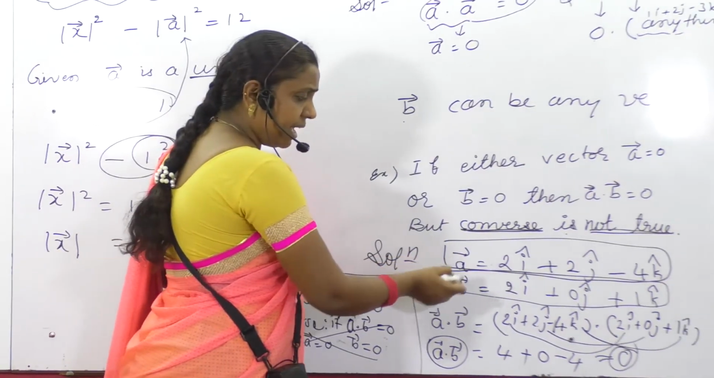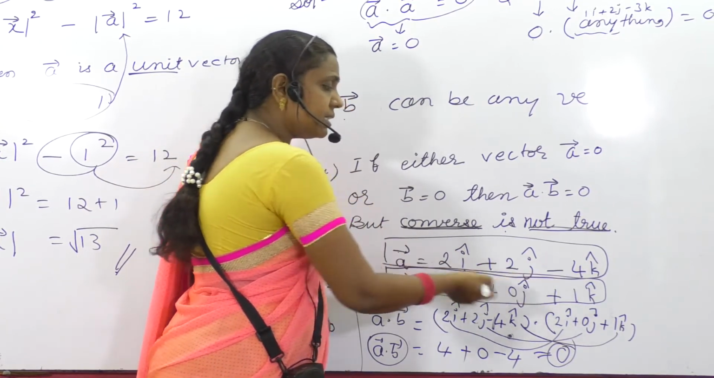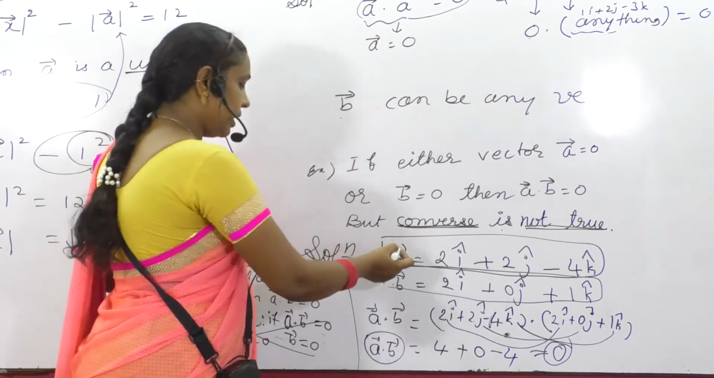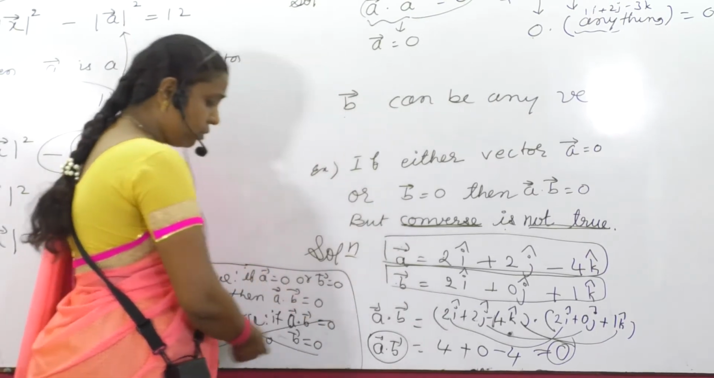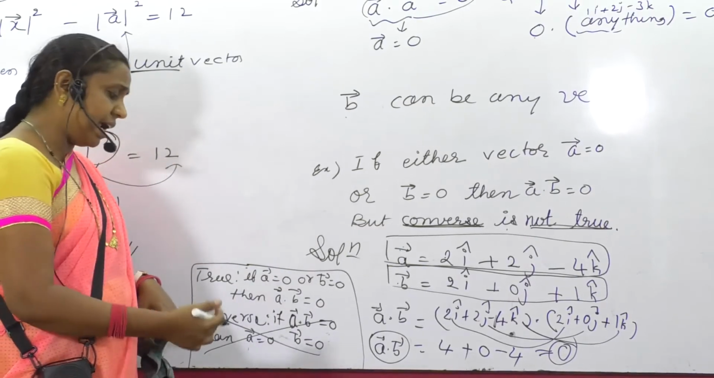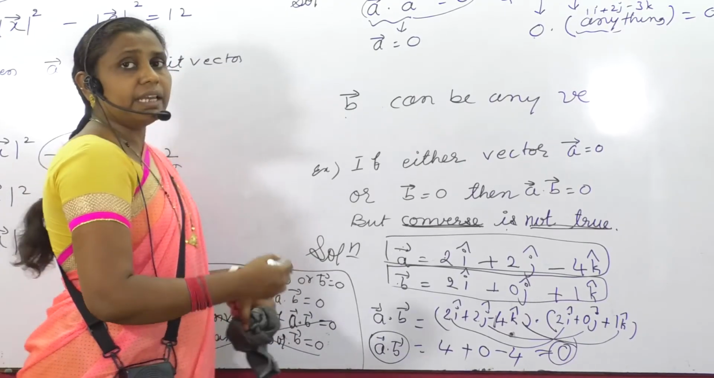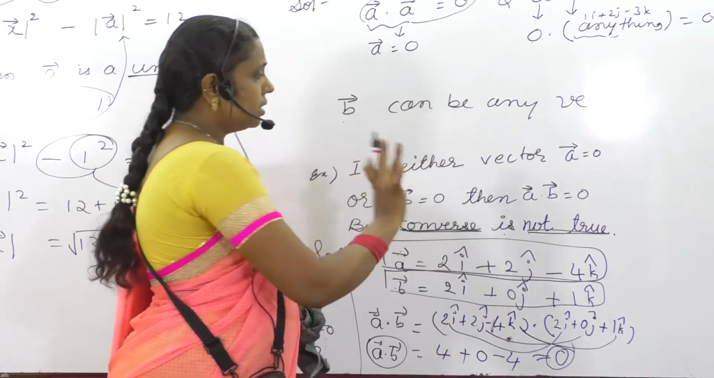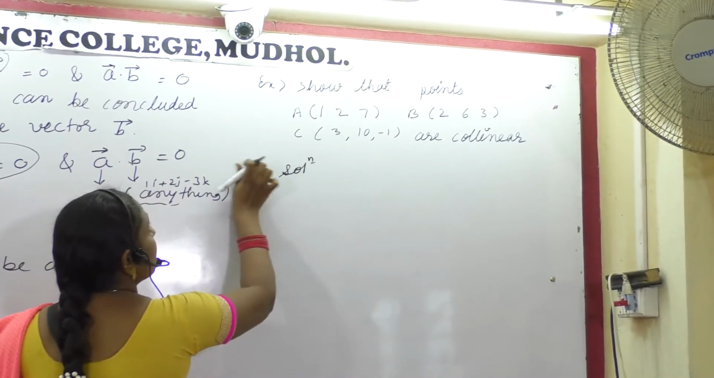But are we getting A and B as non-zero vectors? These are non-zero vectors, no? The i, j, k components exist with non-zero coefficients. So A is a non-zero vector, B is a non-zero vector. So it is not true. If the dot product equals 0, it does not mean that A is equal to 0 or B equal to 0. It can be any other vector also. Got it? Okay. So these are the questions here. We have to understand regarding what?